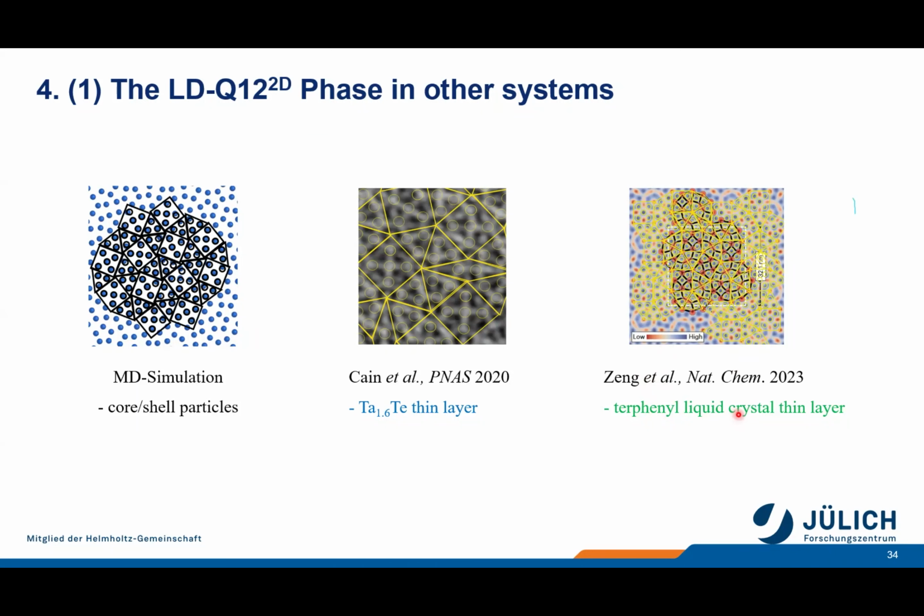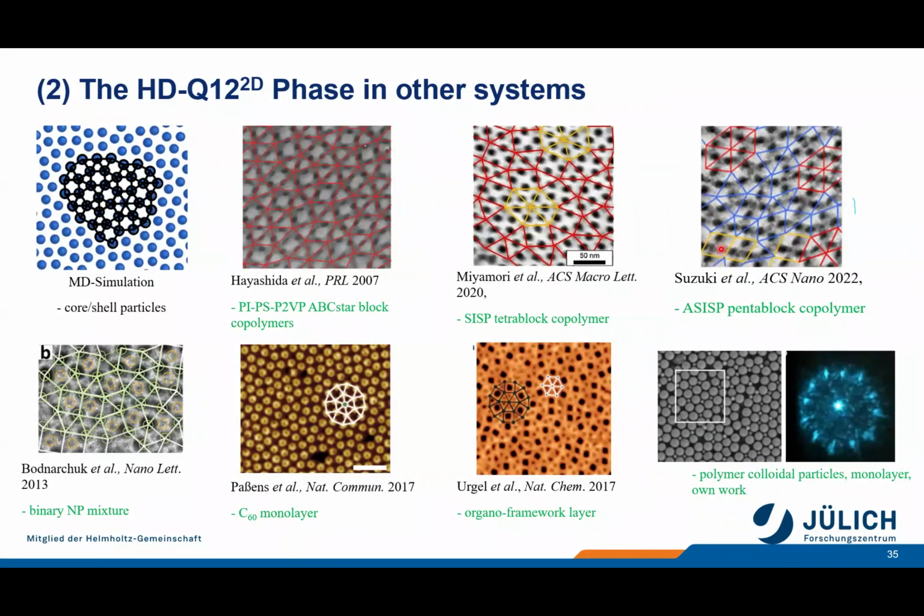And this is a thermotropic liquid crystal thin layer where they did X-ray diffraction of an ordered sample. And this is the structure they come up with. So I drew the tile structure on top of this. And this is really identical to this low density Q12 tiling. This is a direct connection between soft matter, in this case a liquid crystal, and a metal alloy, and this MD simulation.